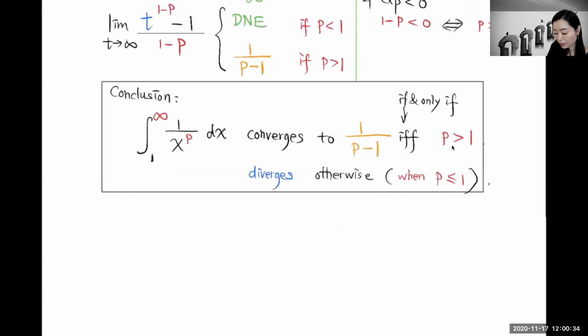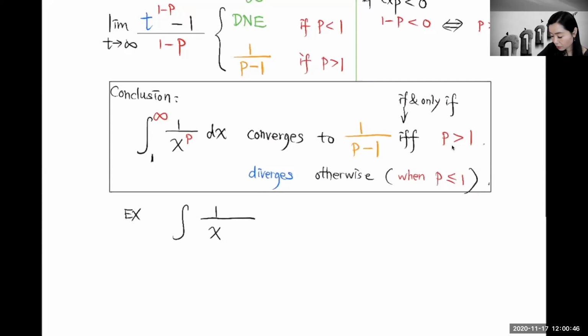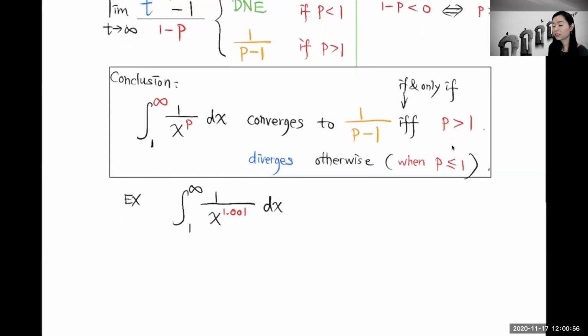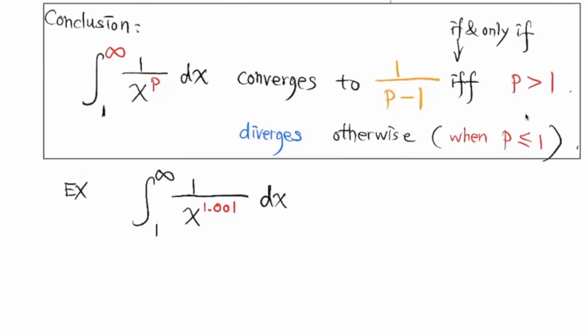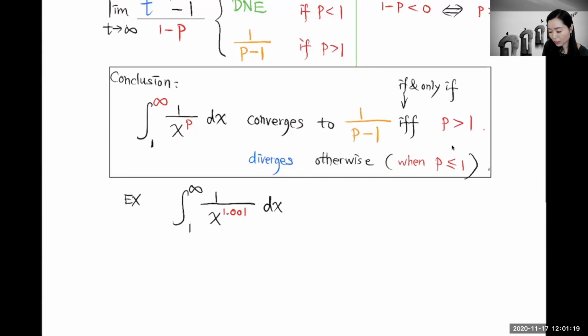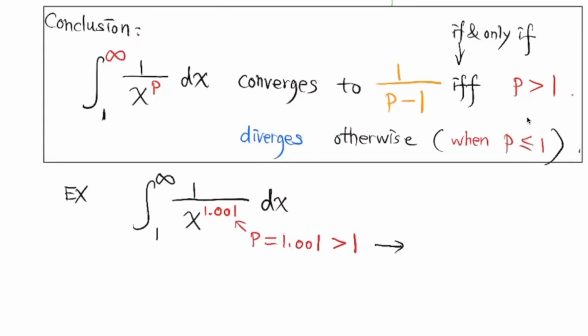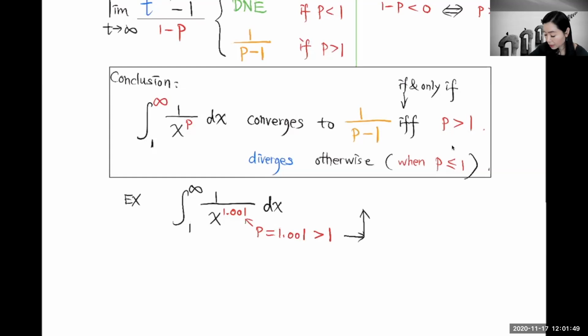Question? Okay, now let me see if you understand this. So let's take a look here. 1 over x to the 1.001 dx, x goes from 1 to infinity. Convergent or divergent? Divergent. Did you say divergent or convergent? Divergent. Divergent? Okay, let's take a look here. It says that when p is greater than 1, then it converges. So what is the p over here? The p over here is 1.001, which is greater than 1. So convergent or divergent? Convergent. Convergent, right?